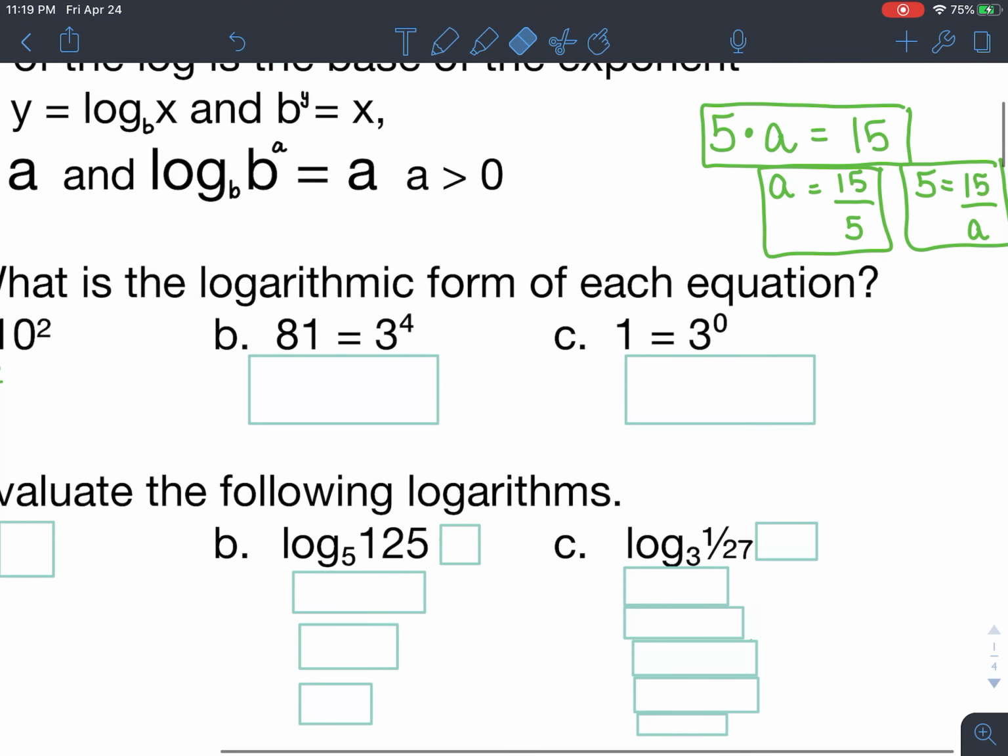Let's try again. 81 equals 3 to the 4th. So we know we're going to have to start with the magic word log. The base of the exponent is going to be the base of the log. The answer to a log equation is the exponent. And there's only one place for the other number to go, and that's here. So log base 3 of 81 equals 4.